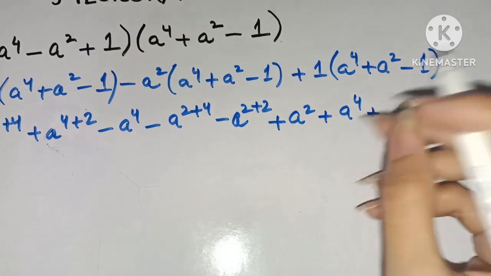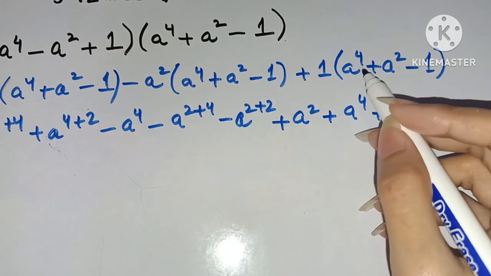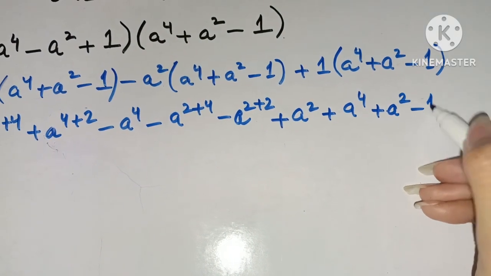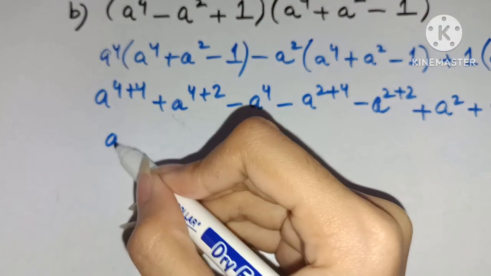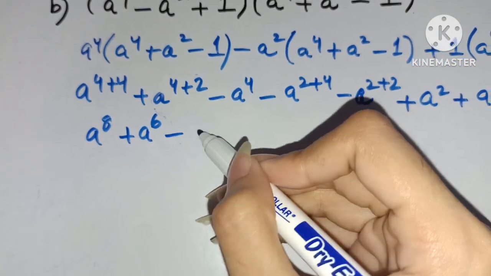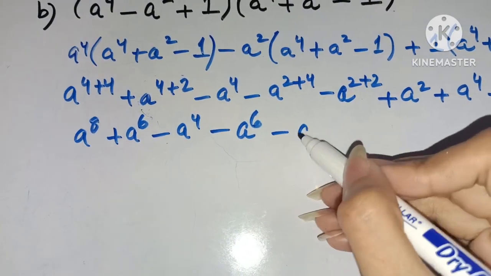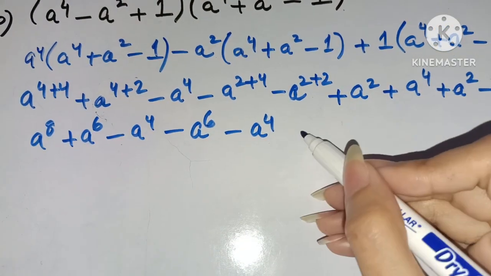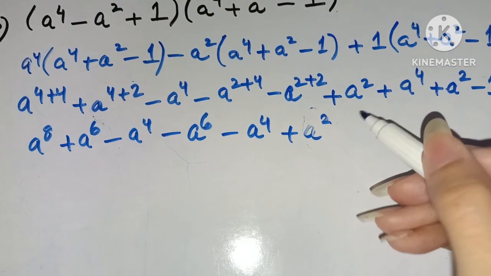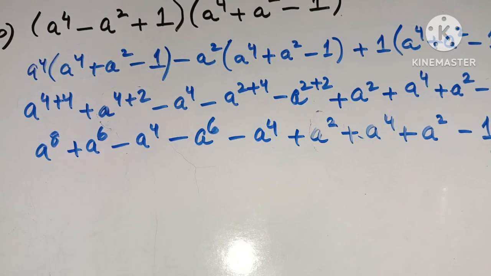When you multiply anything with the 1, it will always come that thing. Means that if you will multiply 2 with the 1, it will come 2. If you are multiplying a with the 1, it will come a. If you are multiplying this whole expression with the 1, it will come as it is. Like this. A 4 plus 4 is 8. Plus 4 plus 2 is 6, minus a4 minus a6 minus a4, and plus a square plus a4 plus a square minus 1.